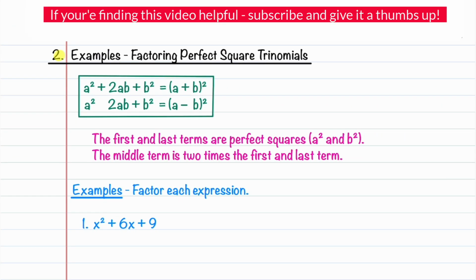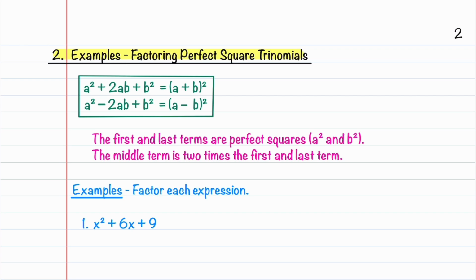We're going to walk through 3 examples where we factor what's called perfect square trinomials. A perfect square trinomial is a lot easier than it sounds. It's just a quadratic with 3 terms, such as a squared plus 2ab plus b squared. The first and the last terms are what we call perfect squares, such as a squared and b squared.